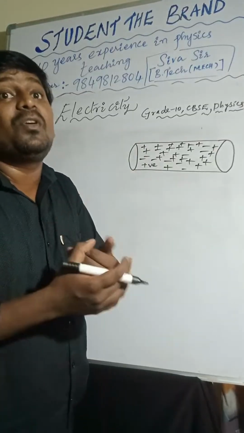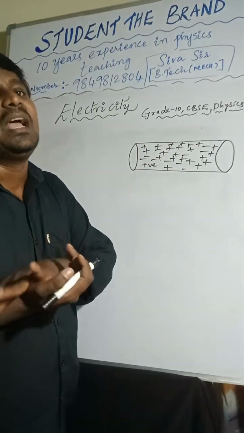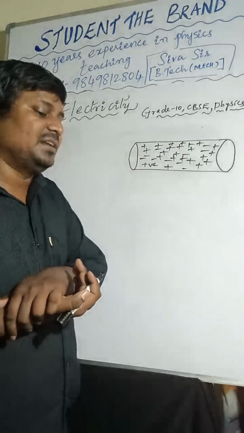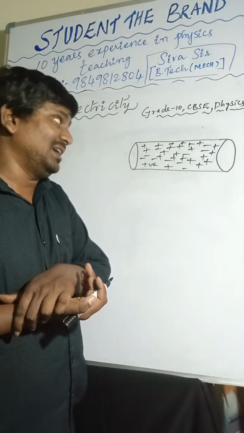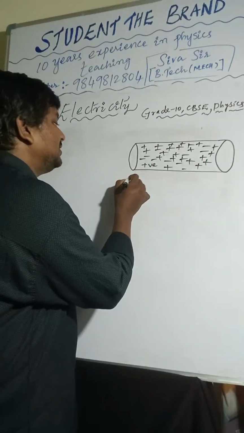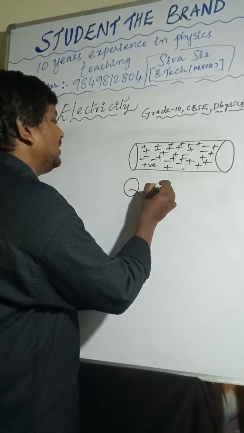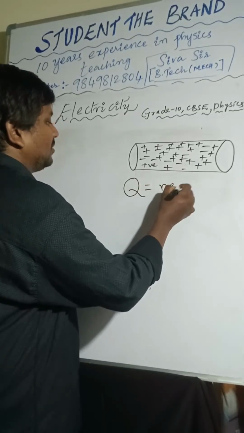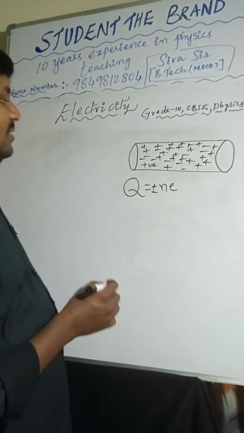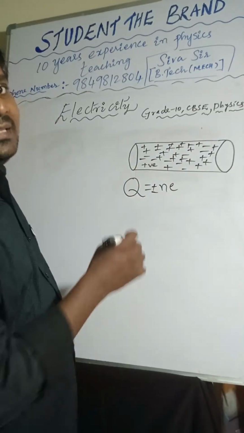A number of charges will move inside the current carrying conductor. So quantization of charge: charge is an integral multiple of e. Either you take positive or you can take negative. So Q equal to Ne, where N is the integral multiple.